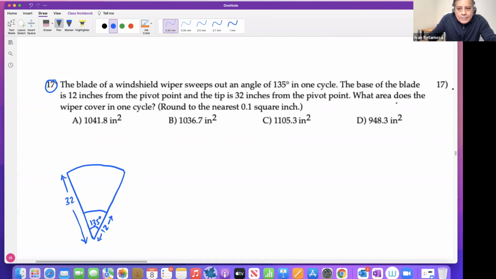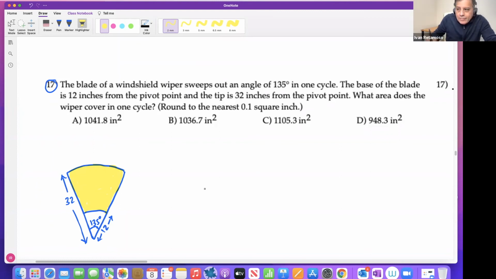What is the area that the wiper covers in one cycle? So the wiper is going to cover this area, right? You follow, guys? Just this part, right? So in between these two sectors, right? I hope it's clear. If not, let me know. This part, right? Not this part, because this is not in contact with the windshield, right?